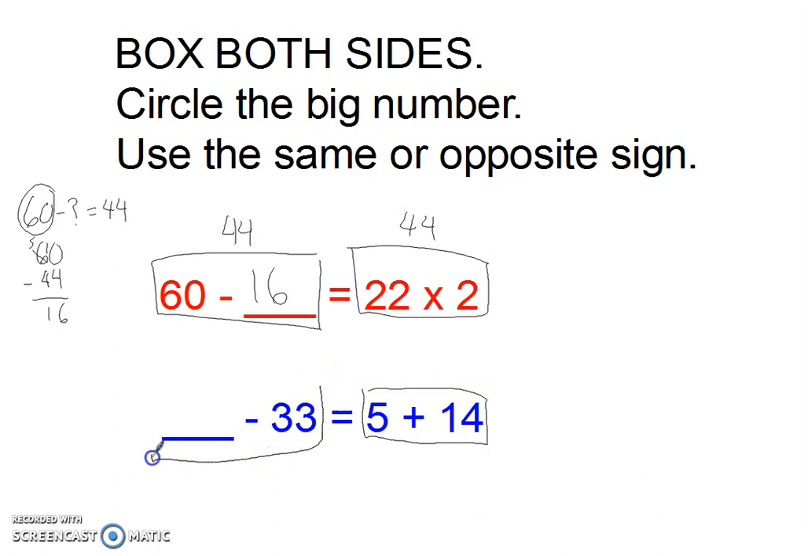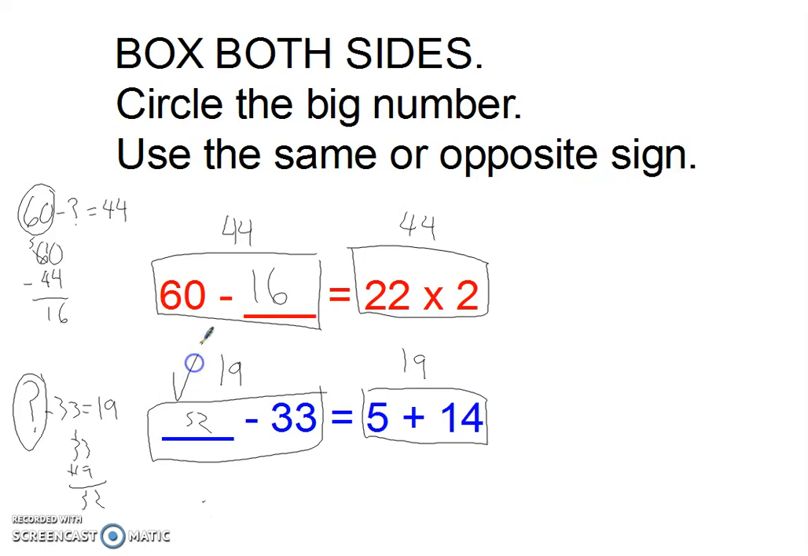Box both sides again. 5 plus 14 is 19. So this side has to be equal to 19. Something minus 33 equals 19. When I subtract, I always start with the biggest number. So to get something that's bigger than 33 or 19, I'm going to have to add them together. And if I do that, I end up with 52. Check it to see if it makes sense. 52 minus 33 equals 19. Yep.